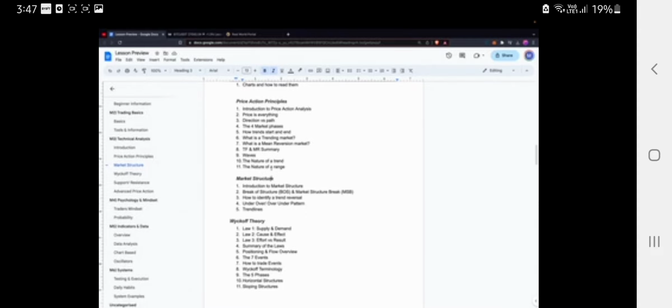So I introduce you to price action, tell you that price is everything. We talk about direction and path. These are the first 3 modules because they're the things that I see most traders slip up on. Right? Most traders slip up because they don't understand price action and what price means. The reason that indicators are module 5 is because everyone thinks that there's an indicator that will tell them where the market's going to go.